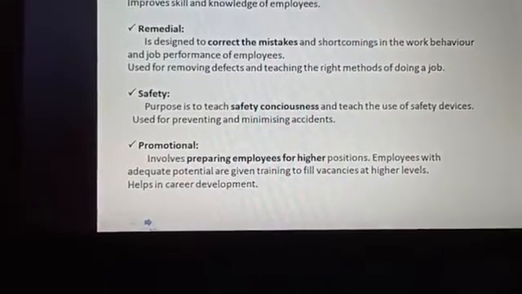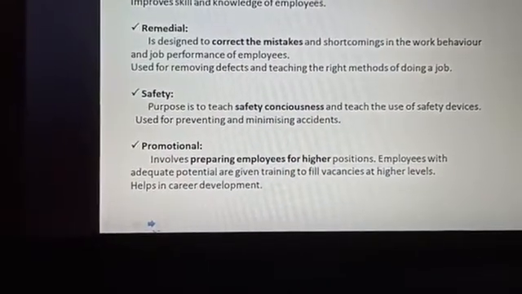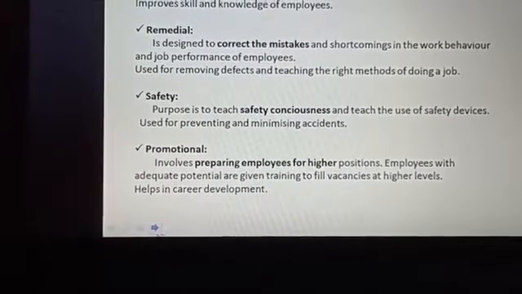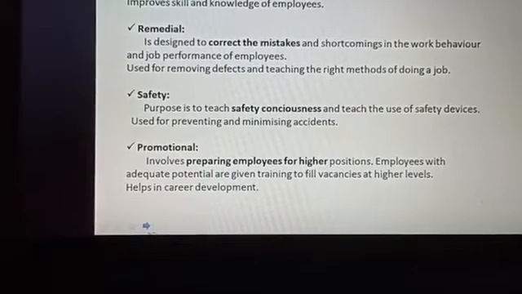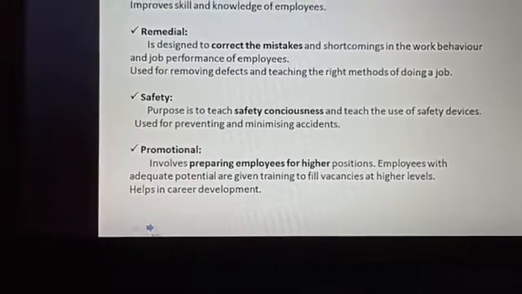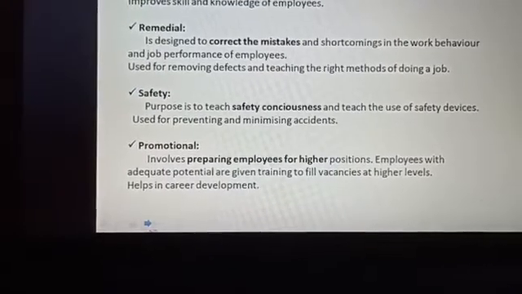Next, promotional. It involves preparing employees for higher positions. Employees with adequate potential are given training to fill vacancies at higher levels. It obviously helps in career development.